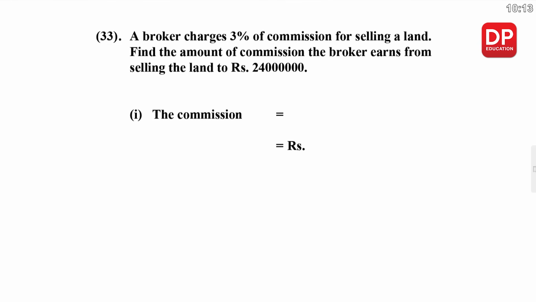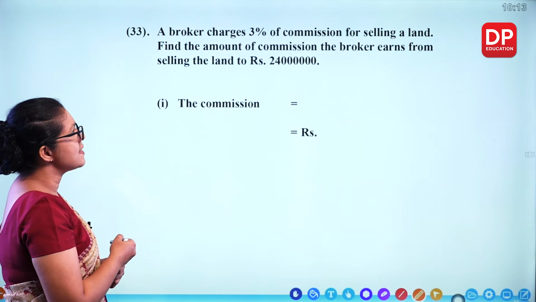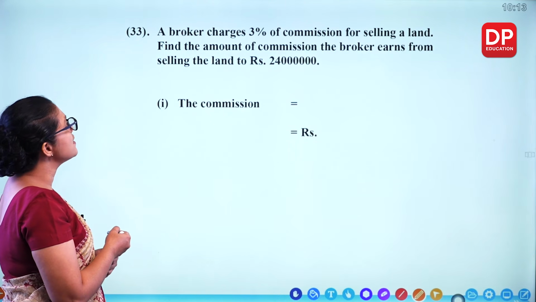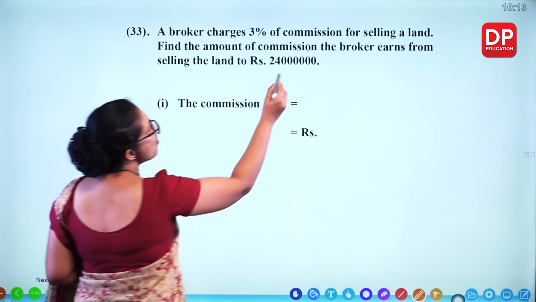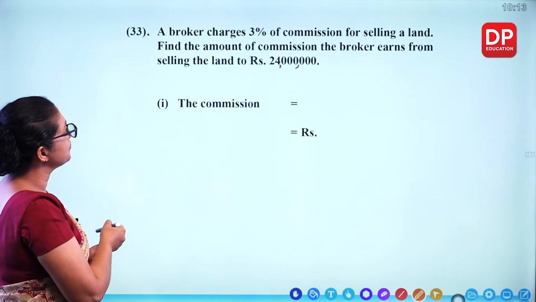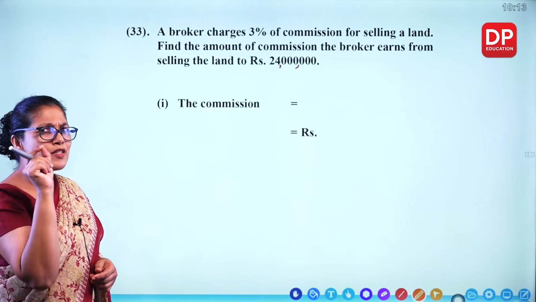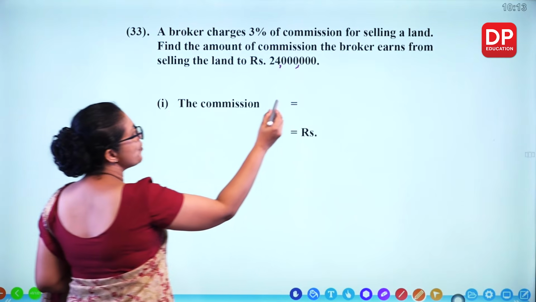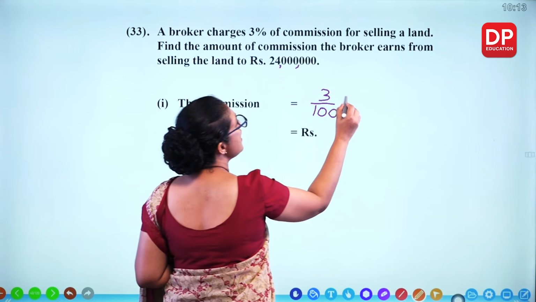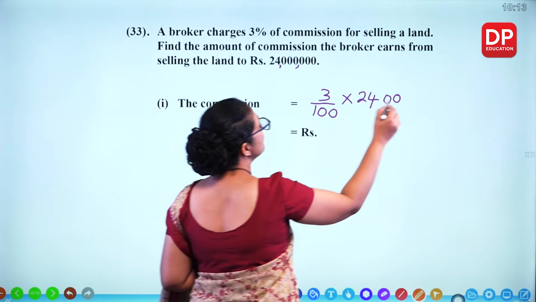Now we'll look at a question related to that. A broker charges 3% commission for selling a land. Find the amount of commission the broker earns from selling the land. What's the value? 24 million. So what's the commission? 3% of that, a very small amount. So 3%, that means 3 over 100 into 24 million.